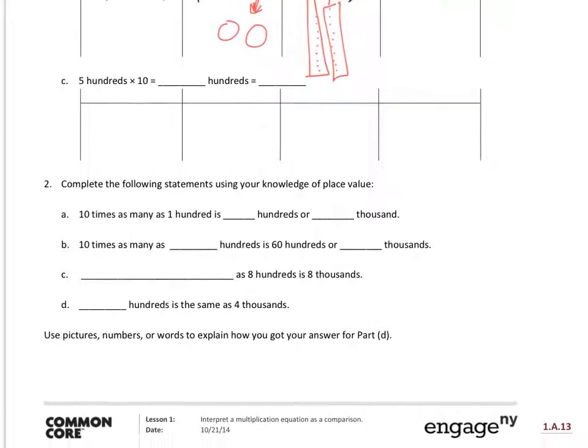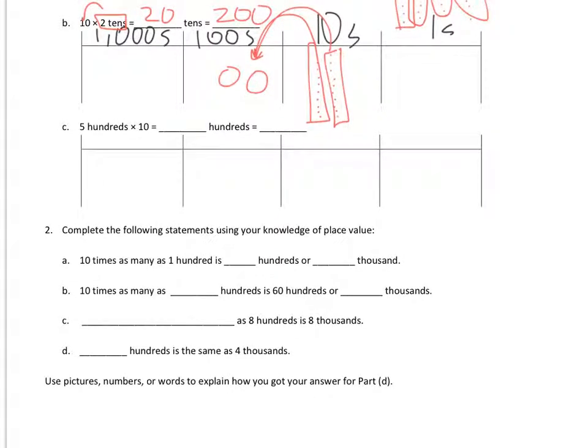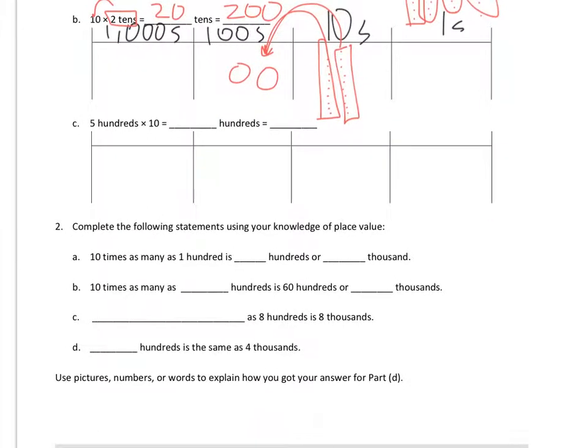And then down here, they're going to apply kind of what they learned at the top. It says complete the following statements using your knowledge. So 10 times as many as 100, how many discs would they need in the hundreds place? Well, think of what 10 times 1 is. Or 10 of those 100s would give you how many thousands?